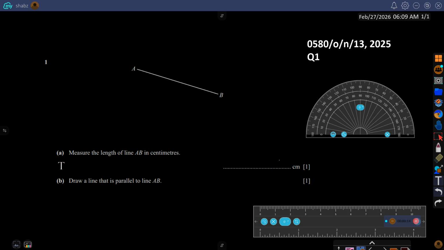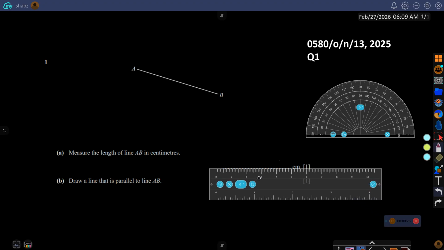Question 1. A. Measure the length of line AB in centimeters. B. Draw a line that is parallel to line AB. So measuring the line you need to do with your ruler.